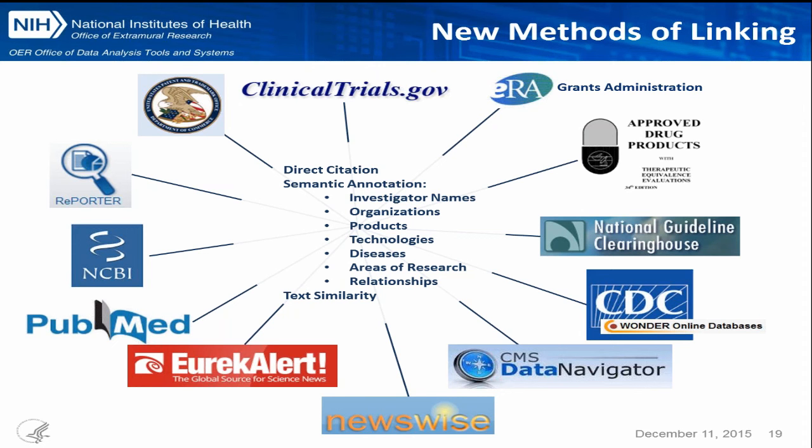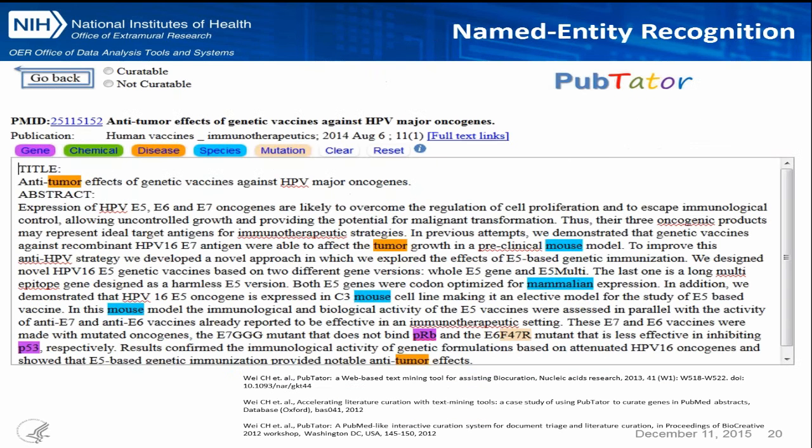So this effort is looking to expand both the types of information that we're able to link to NIH funding, and also how we make those linkages, so that we're not just relying on direct citation, but on other linkages that we're able to form between documents. So for example, on the next slide, one method of linking might be named entity recognition.